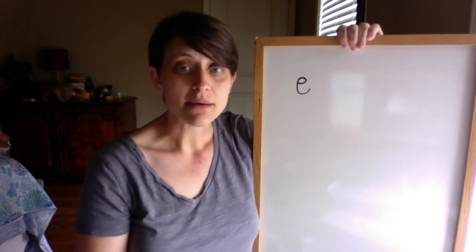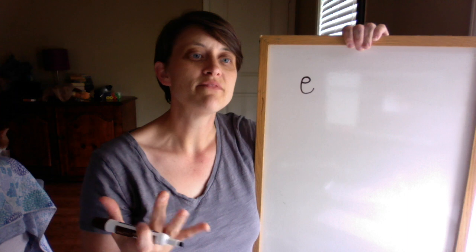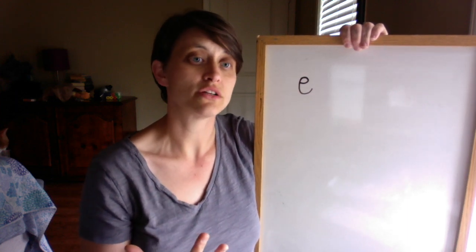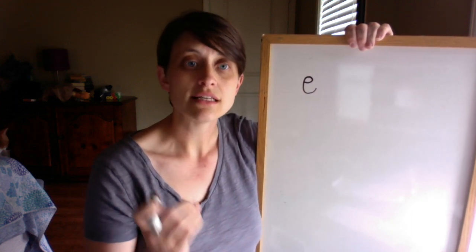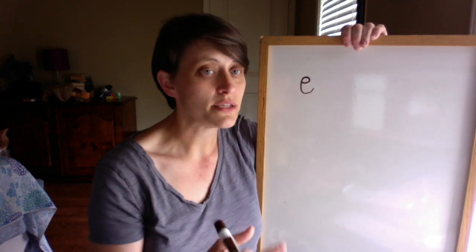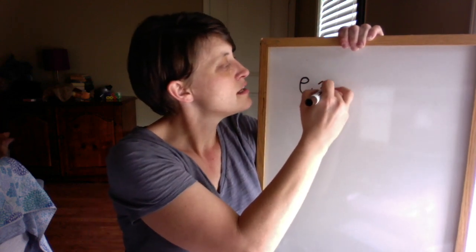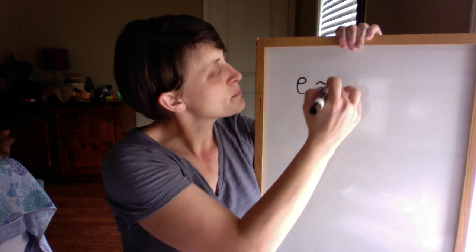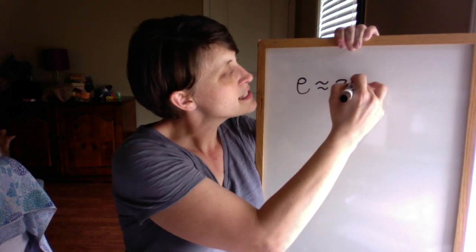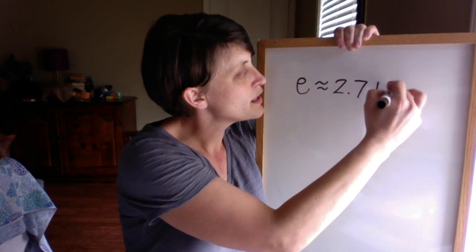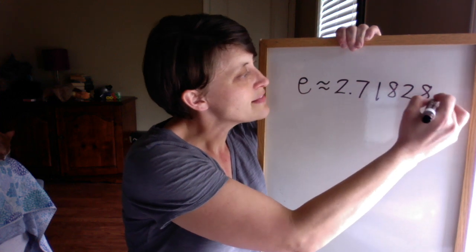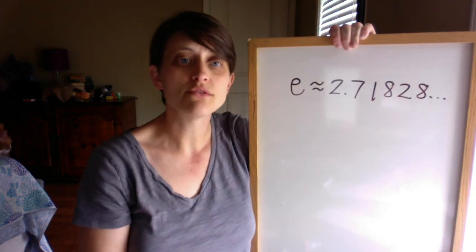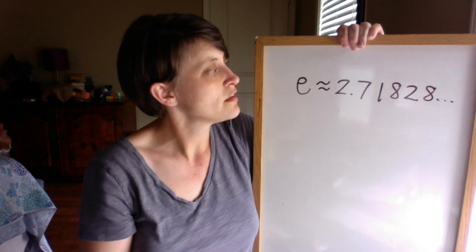Now, e is a number that's in the same family as pi. It's called an irrational number, so it never ends and it never repeats. So the best we can do is an approximation of e. We use little squiggly lines like that for approximation. And e is approximately 2.71828, and then we have to put a dot, dot, dot, because it goes on forever, just like pi.